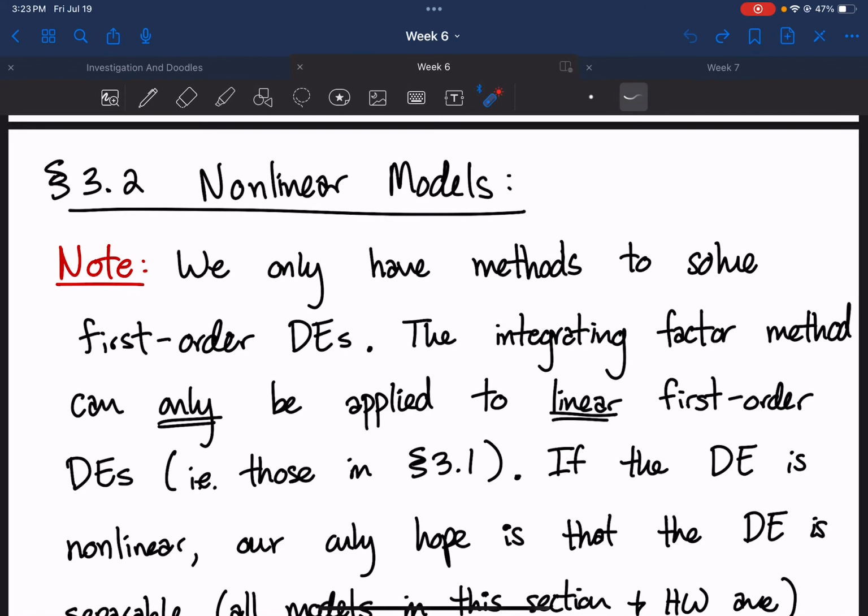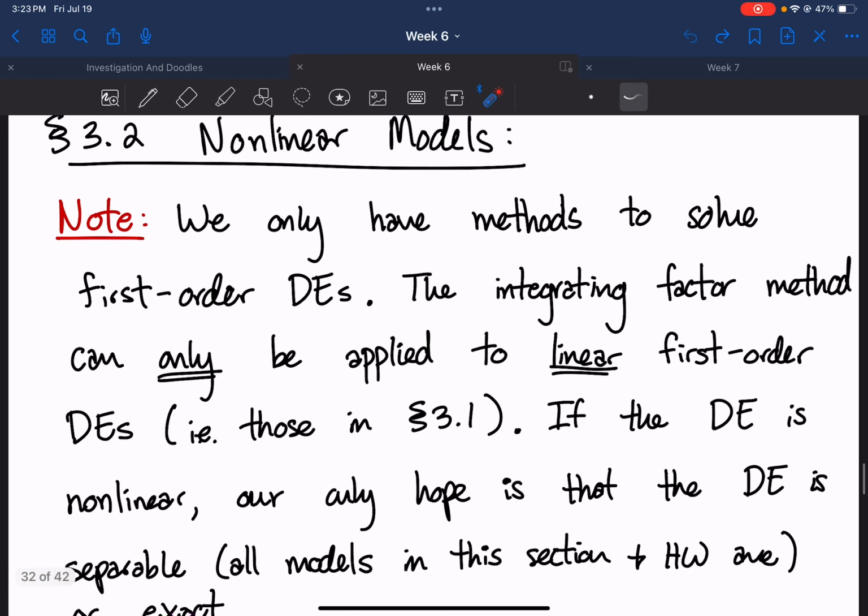Section 3.2, nonlinear models. There aren't many in this section. This whole thing's about 10 pages.